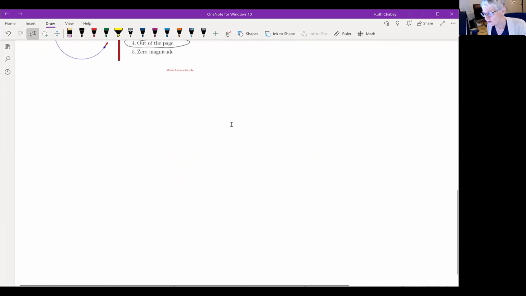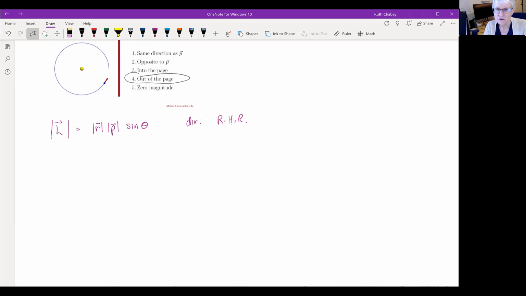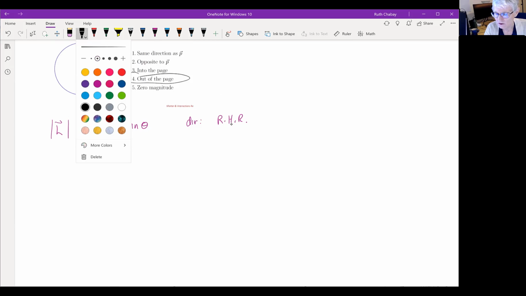Okay, so we have one way to calculate angular momentum now. The angular momentum is the magnitude of r times the magnitude of p times the sine of the angle theta between them, and we get the direction from the right-hand rule. But we don't always know the angle, and sometimes it's annoying to calculate it. So there is a mathematical way of calculating angular momentum. It's called a vector cross product.